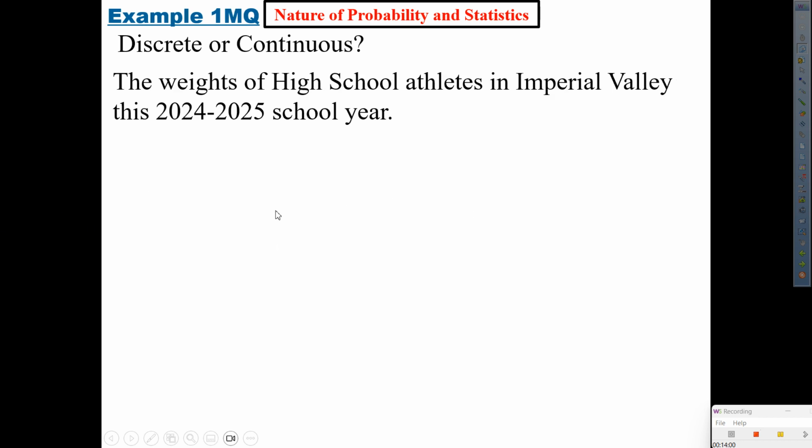Last one. Here we go. Example 4. The weights of high school athletes in Imperial Valley this 2024-2025 school year. So they gather all the athletes, weigh them. Tell your neighbor, discrete or continuous?